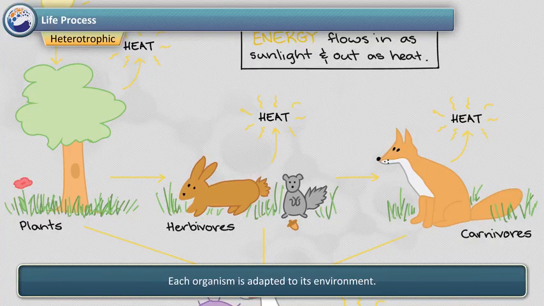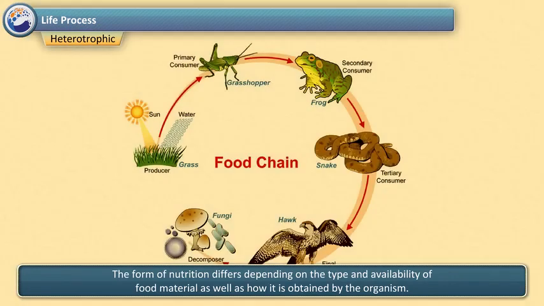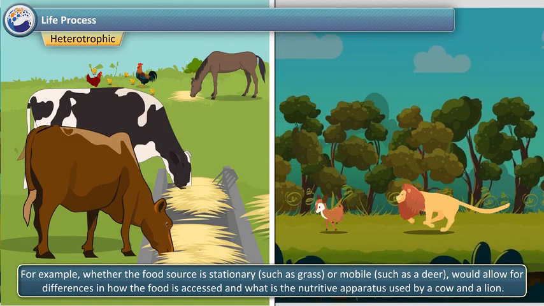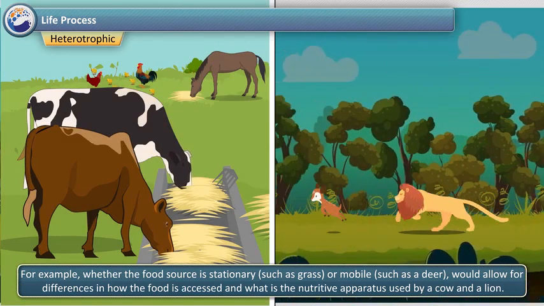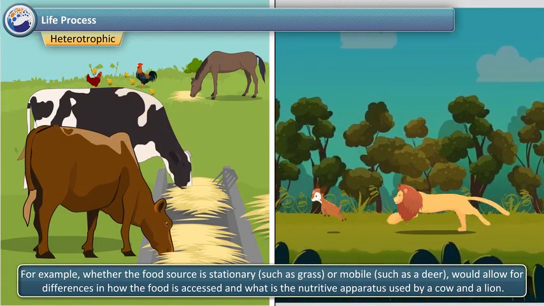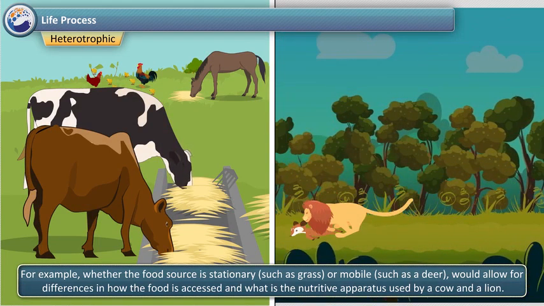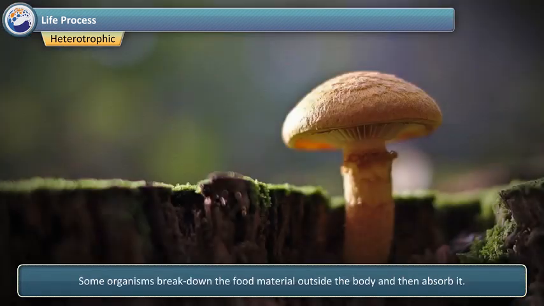Heterotrophic nutrition. Each organism is adapted to its environment. The form of nutrition differs depending on the type and availability of food material as well as how it is obtained by the organism. For example, whether the food source is stationary, such as grass, or mobile, such as a deer, would allow for differences in how the food is accessed and what is the nutritive apparatus used by a cow and a lion. Some organisms break down the food material outside the body and then absorb it.